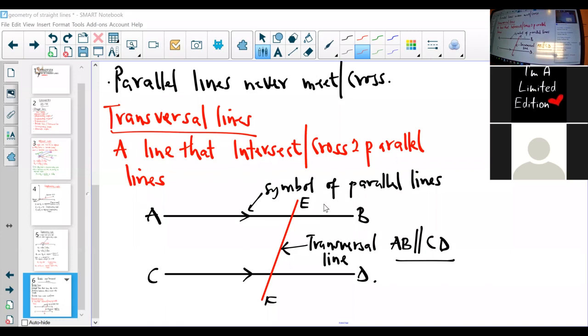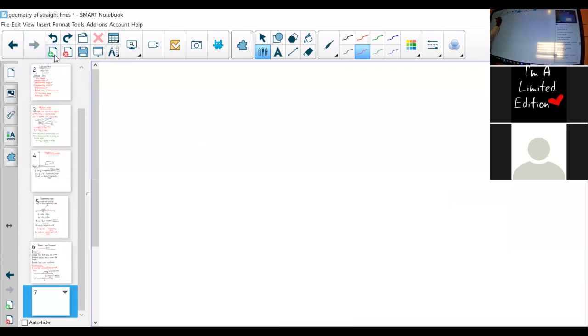All right. Now, while that is going on, corresponding, alternate and co-interior. I want us to quickly look at that. Corresponding angles. So that's the first type of angle we want to look at today. Corresponding angles.